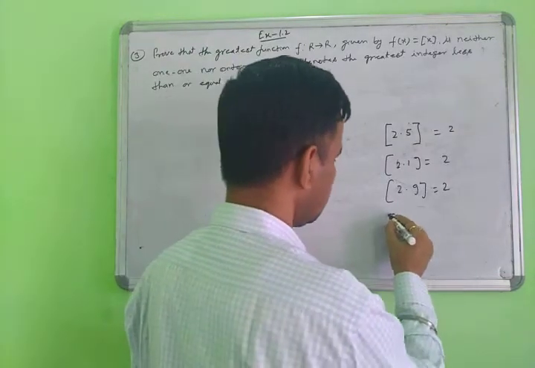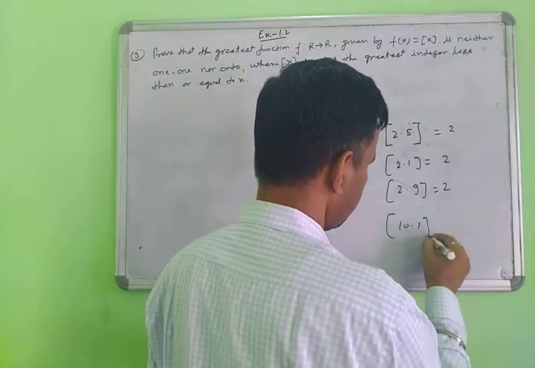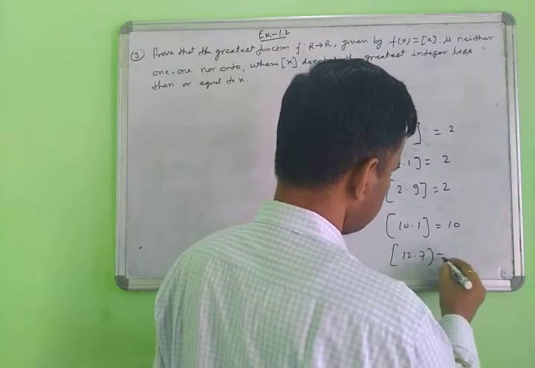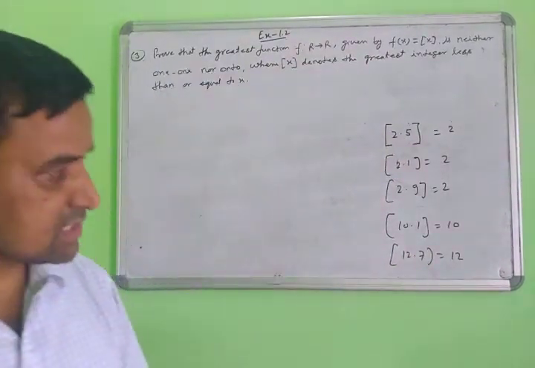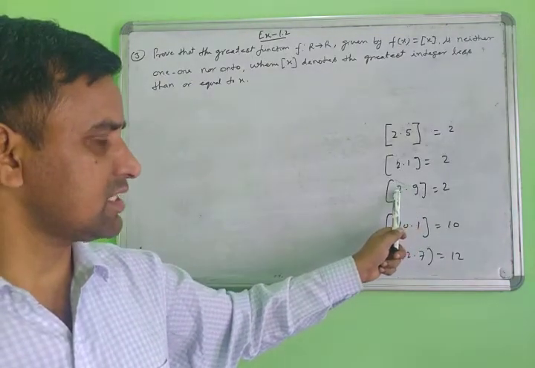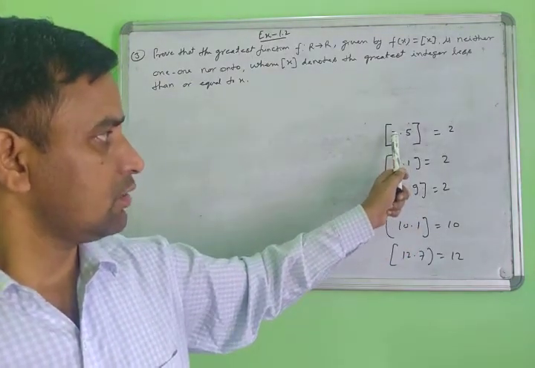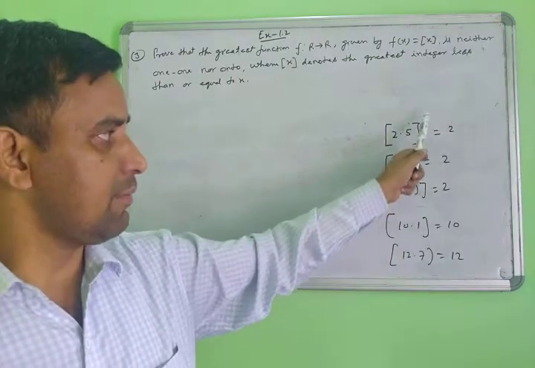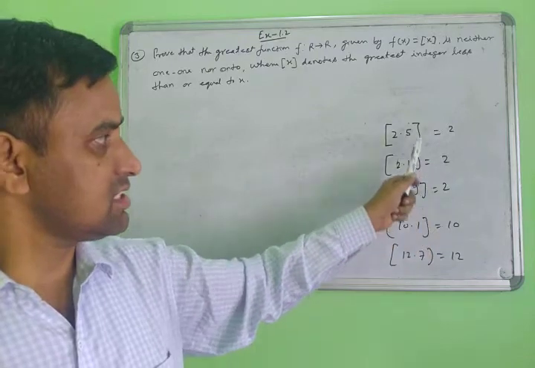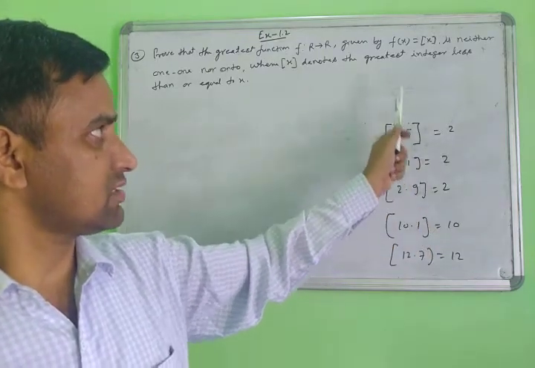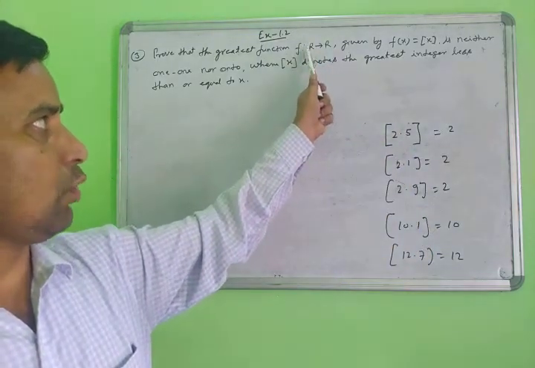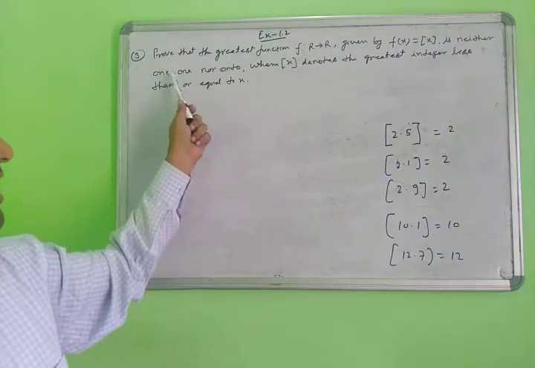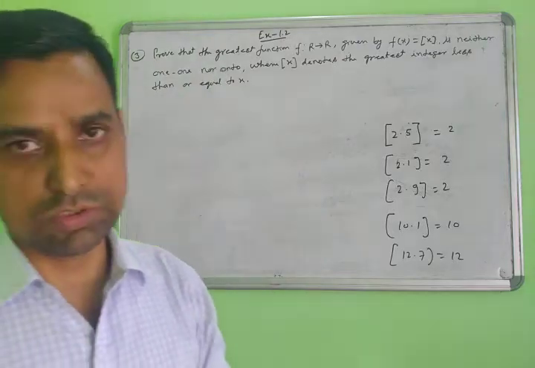Same here, suppose you write 10.1, the value is 10. Suppose you write 12.7, the value is 12. The greatest integer in both is the part before the decimal. So for every value from 2.1 to 2.9, 2 will come. These are the rules of the greatest integer function. In this condition, when domain and codomain are real numbers, we will check whether this function is one-one or onto.